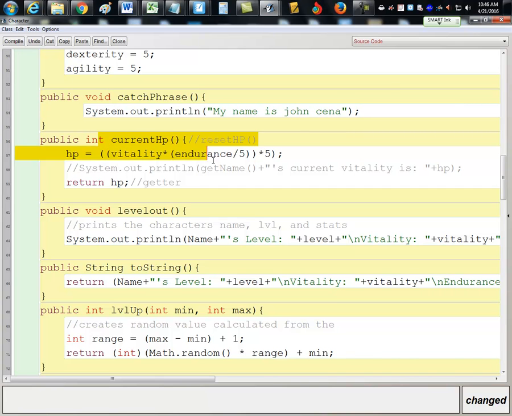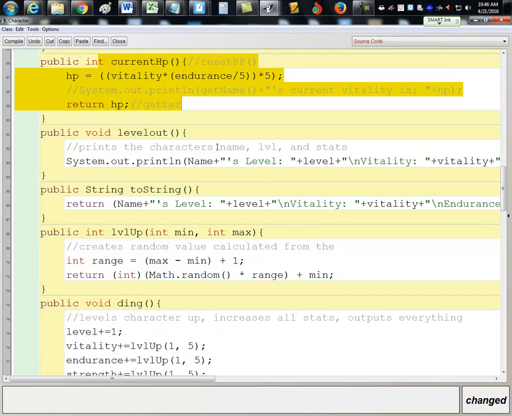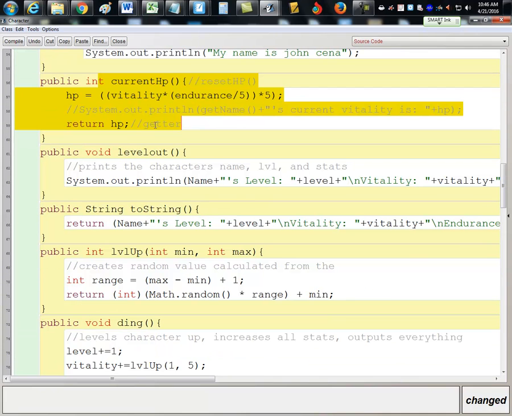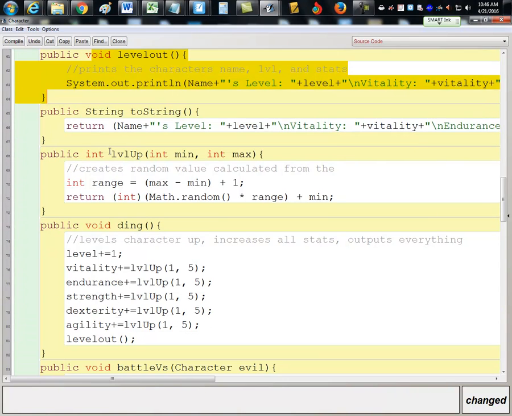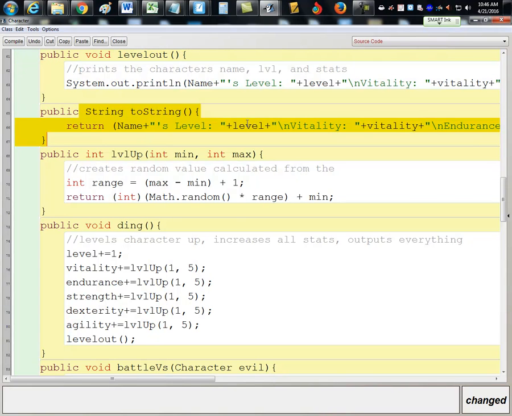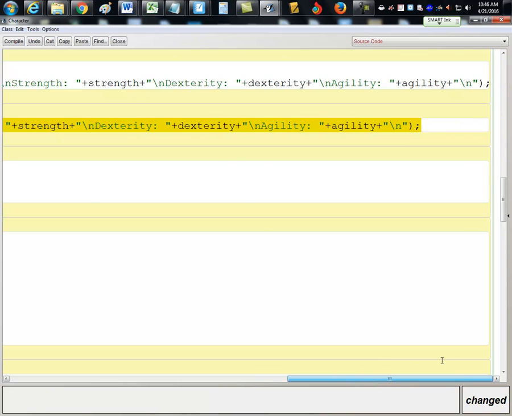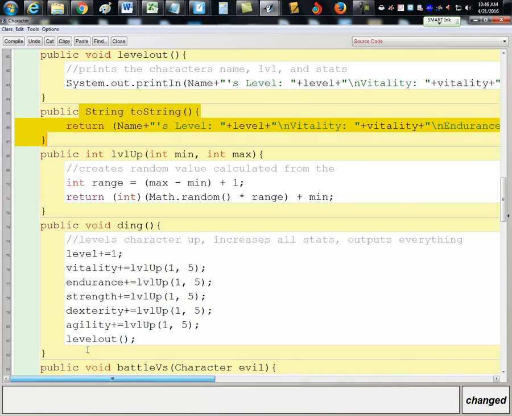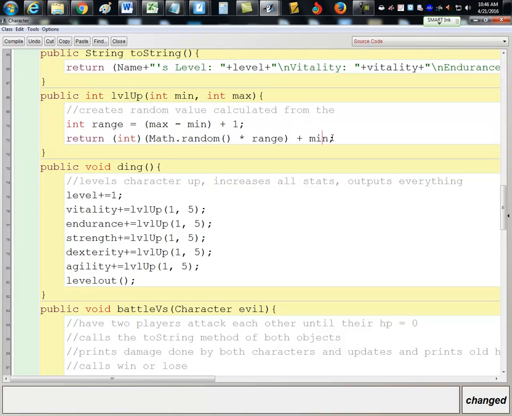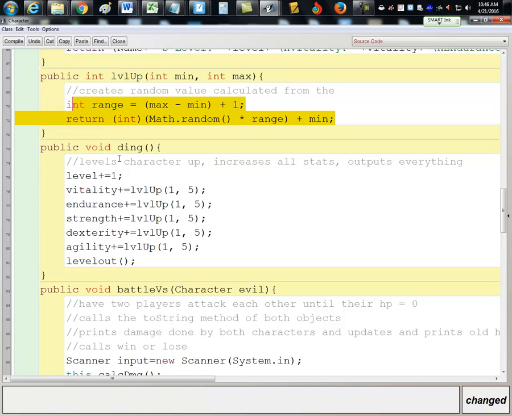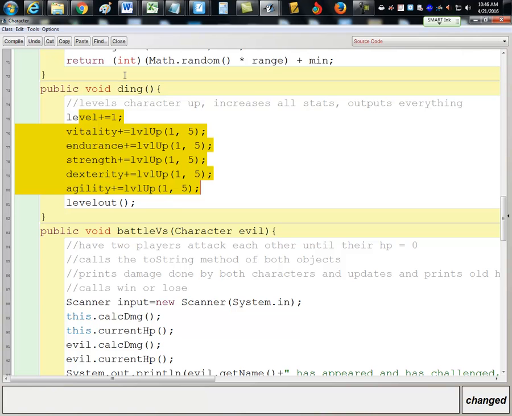Current HP is a function to get the current HP. Then there's one to reset it back to the original HP, your max HP. Level out is how to level up. ToString basically shows you what the stats are. I think level out does the same exact thing, which it shouldn't. It should be something different, but level up is to increase the stats by a certain amount, and it's used right here when I ding.